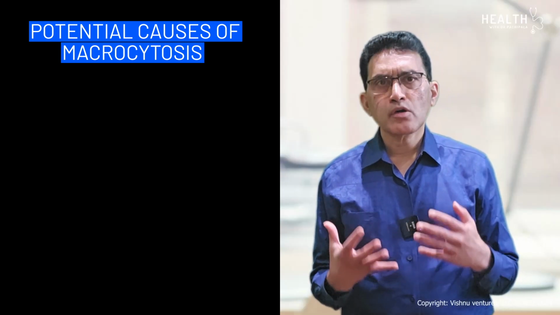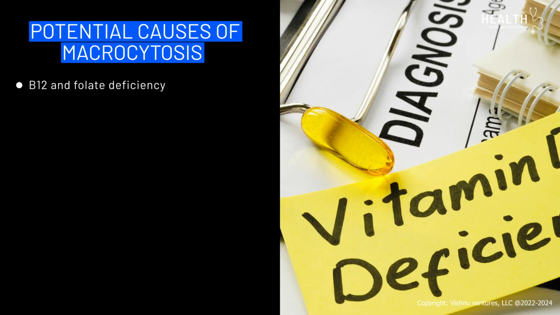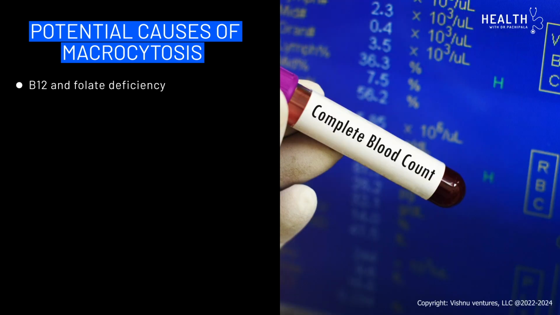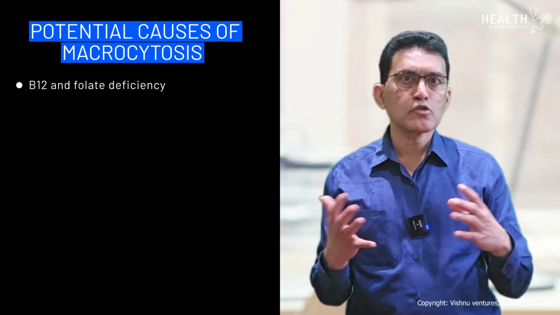The main important cause is B12 and folic acid deficiency. When you have a deficiency of these vitamins, the size of the red cells increases and the MCV tends to get higher. And when you look at the blood count and you see a high MCV, then you know there might be some problem along those lines.